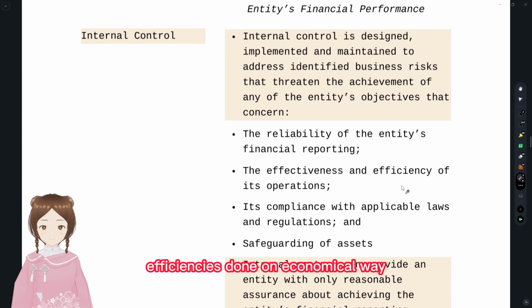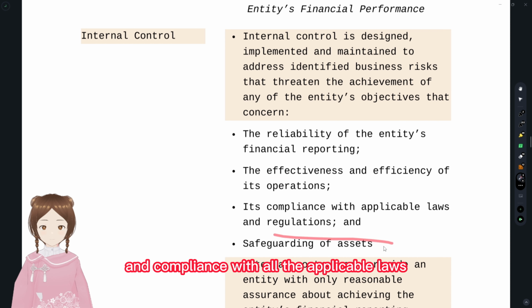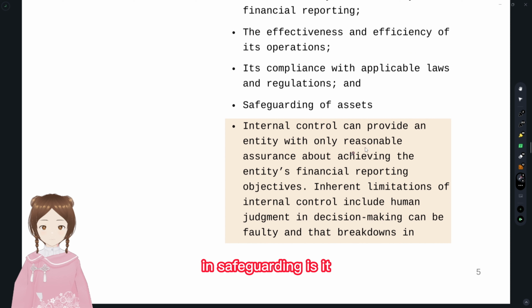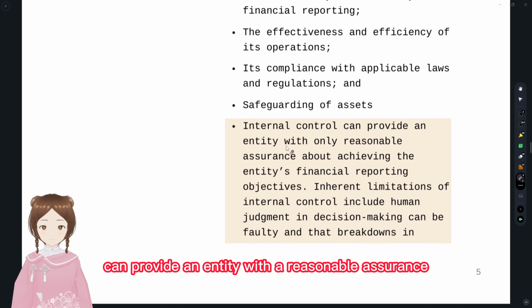Efficiency is doing things in an economical way, with minimal effort or minimal money involved, to get the desired output that we want to achieve, and in compliance with all the applicable laws and regulations in safeguarding assets. And internal controls can provide an entity with reasonable assurance about achieving the entity's financial reporting objectives. The preparation of financial statements is the responsibility of the management.